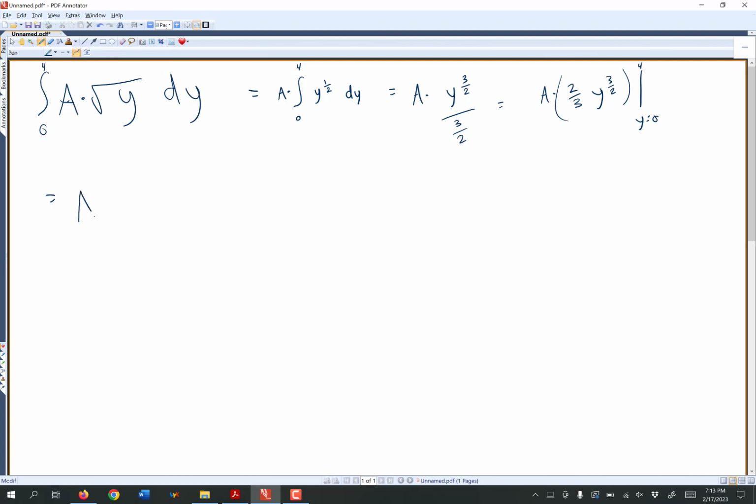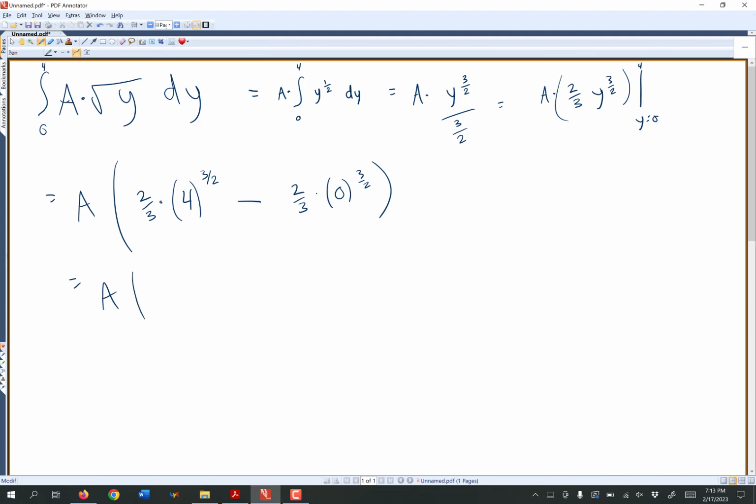So again, I'm just going to pull a out. I don't really care about it. We'll keep it outside till we're done. To make it simpler, let's plug in the 4 where we see y. So we'll have 2/3 times 4 to the 3/2 power minus, now you plug in the 0, 2/3 times 0 to the 3/2 power.